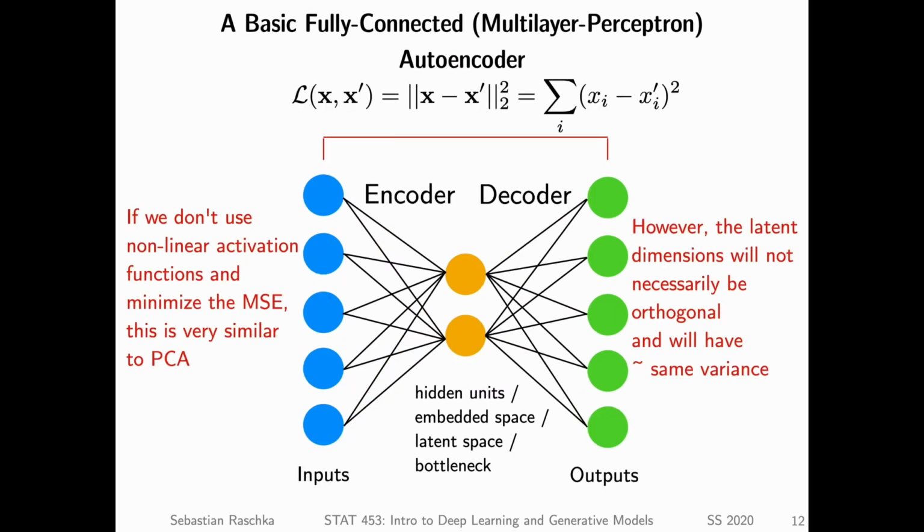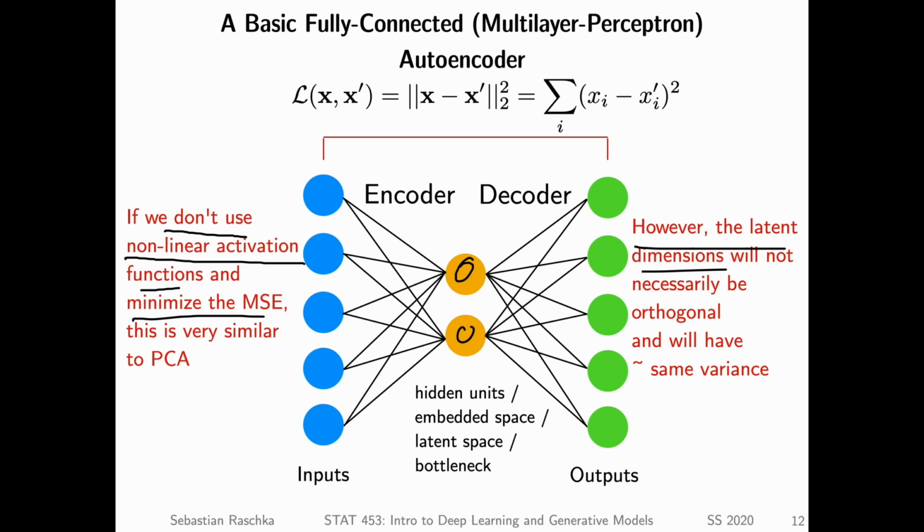Oh, I just see that in this slide I also summarized the information that I said on the previous slide. So again, if we don't use nonlinear activation functions in the autoencoder and we minimize the mean squared error between the inputs and outputs, then the autoencoder is very similar to principal component analysis. However, the latent dimensions will not necessarily be orthogonal to each other. These hidden units won't necessarily be orthogonal, so there's no particular component in the autoencoder that enforces this.